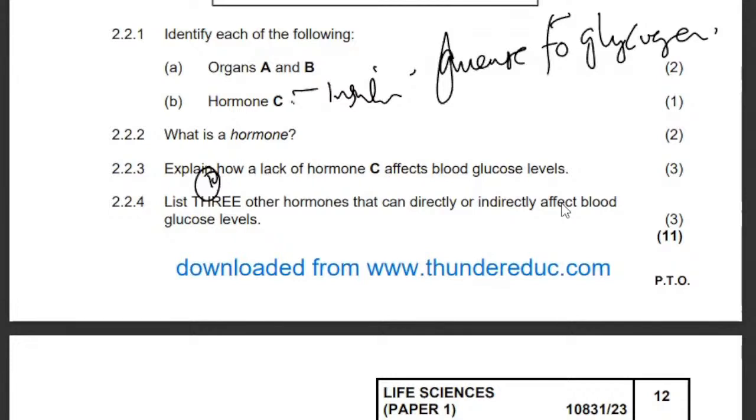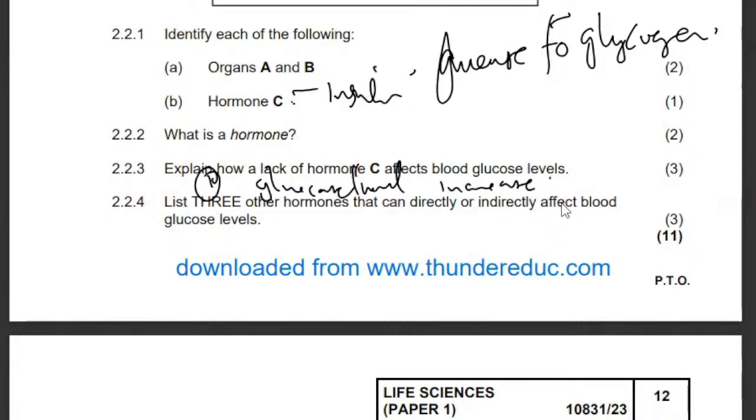If it was not identified here, then you identifying hormone C as insulin, you'd have got a mark. But because they have already said what hormone C is, you don't get a mark for identifying that hormone. So basically the glucose level will increase. Yes, let me just write it slowly, will increase.